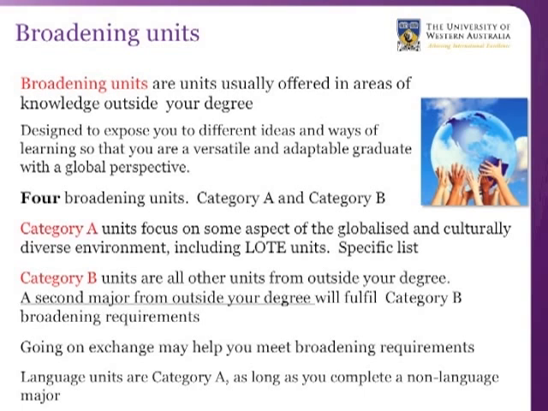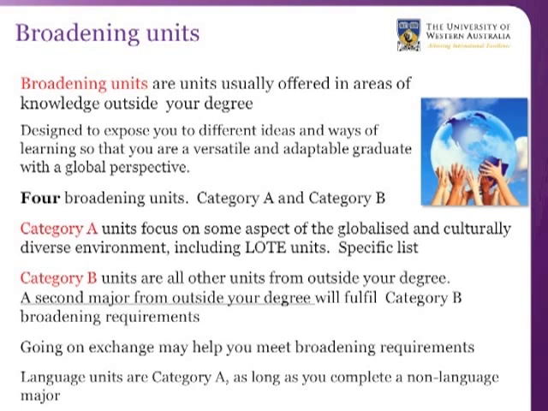What are broadening units? They are units usually offered in areas outside your degree. They are designed to expose you to different ideas and ways of learning so that you become a versatile and adaptable graduate with a global perspective. You need to complete 4 broadening units, and they come in 2 varieties, Category A and Category B. Category A units focus on some aspect of the globalised and culturally diverse environment, including language other than English units. There is a specific list of Category A broadening units, and you can find this on the handbook website.